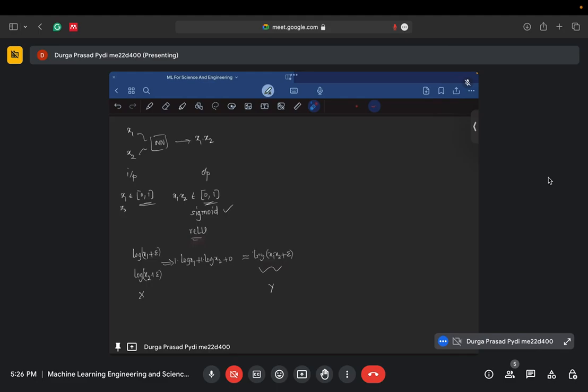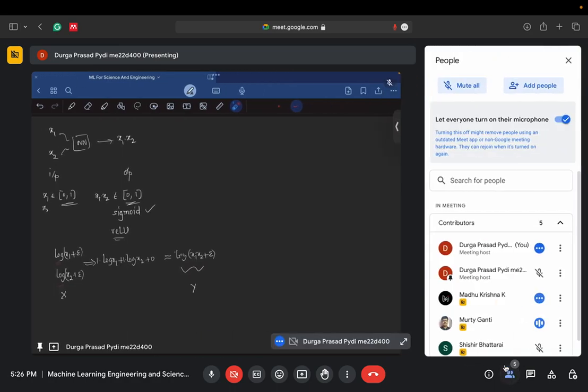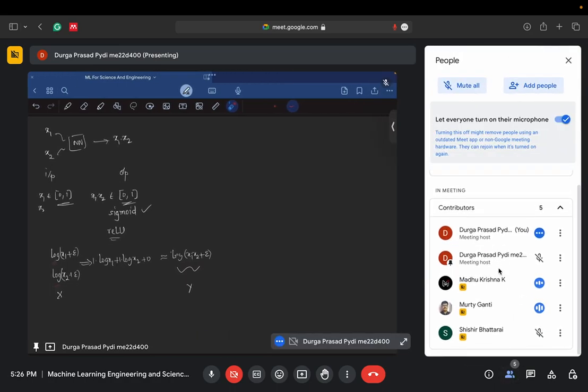So you are again using the same normalized values, right? I have normalized x1 and x2. I haven't normalized log x1 and log x2. Okay. Yeah, ReLU won't work because log 1 is 0.